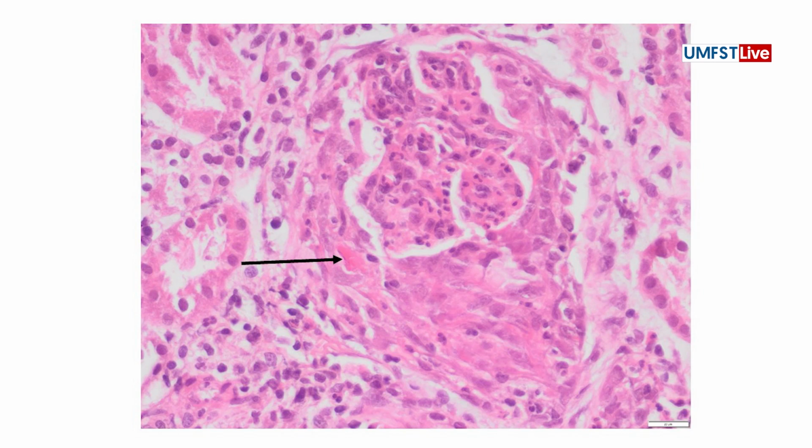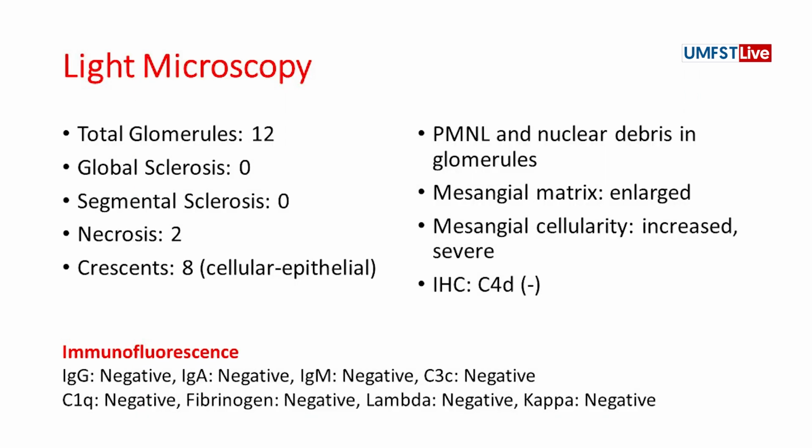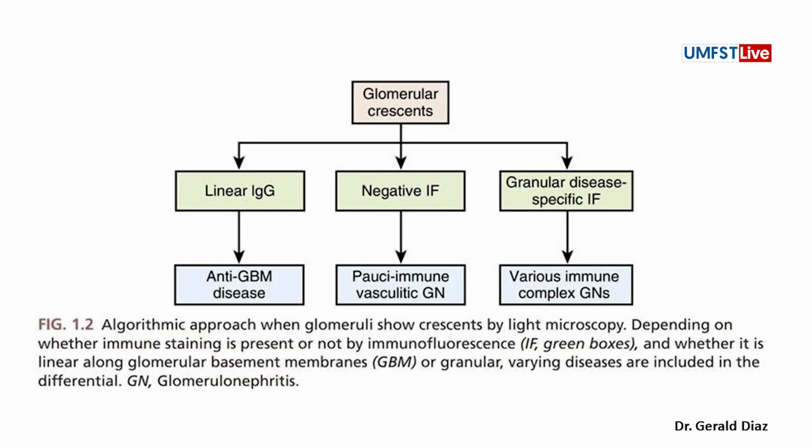In light microscopy, we saw 12 glomeruli, and we didn't see any glomerular sclerosis or segmental sclerosis. 8 of them were crescents, cellular, epithelial ones. This is an active lesion, and we saw necrosis and PMNL, nuclear debris in the glomerulus. In immunofluorescence, everything was negative. It's kind of pauci-immune.